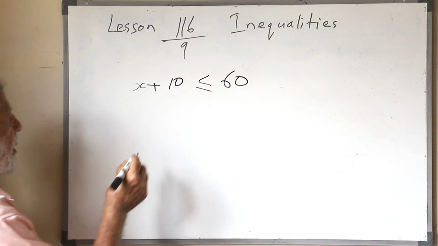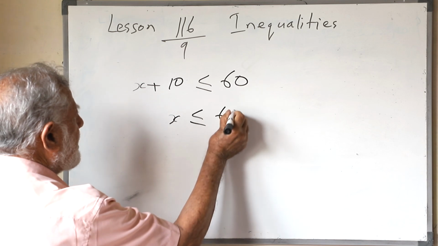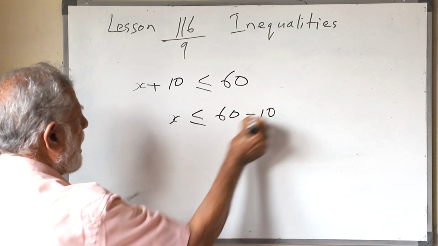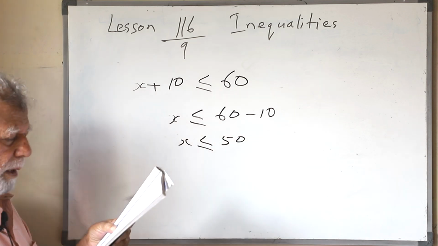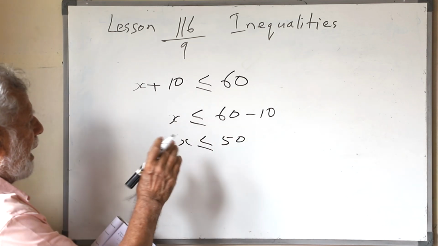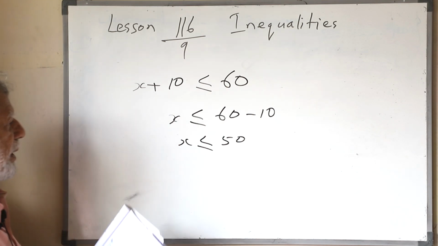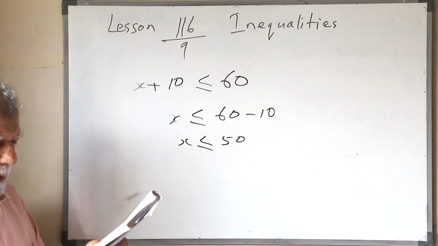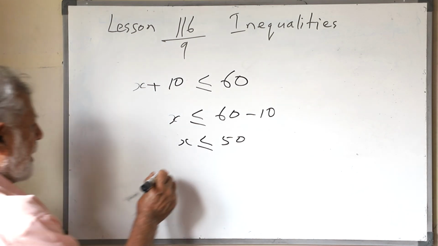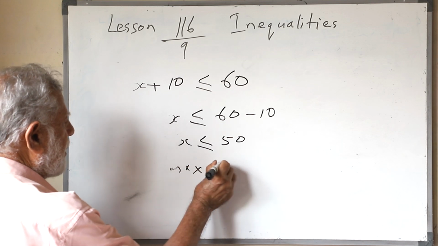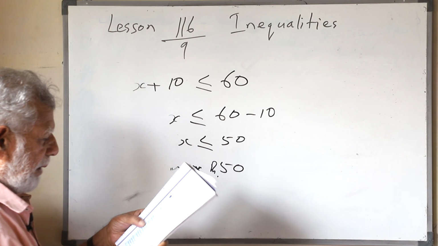So when we solve this inequality, in the same way we solve. So x is less than or equal to 60 rupees minus 10. So x is less than or equal to 50. So the price of the book should be less than or equal to 50 because the total amount he has is 60 rupees. So the maximum price of the book will be 50 rupees. Right, look at the next one.